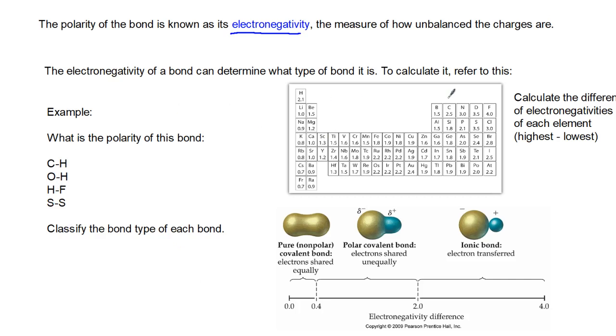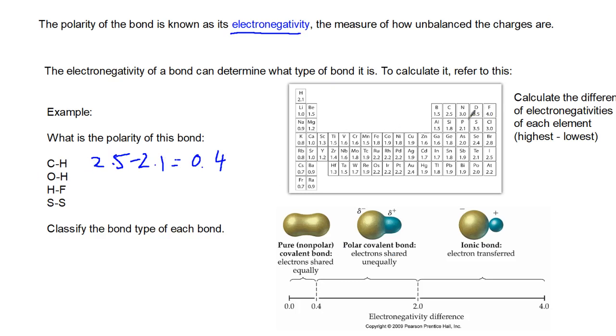So C and H is 2.5 and 2.1. So 2.5 minus 2.1, right? You take the difference of the electronegativities, which will give you 0.4, which classifies it as a polar covalent bond, or slightly polar covalent bond. It's not really, but polar covalent, right?